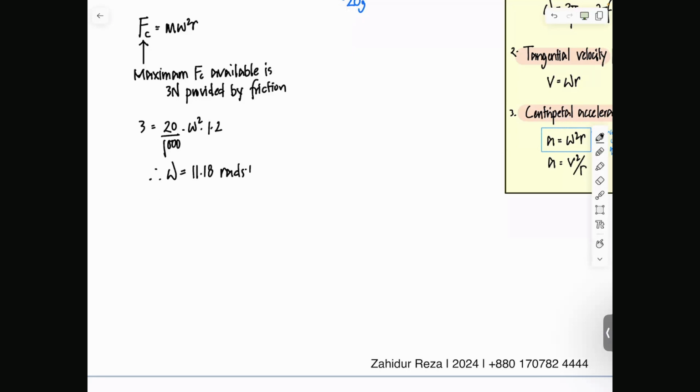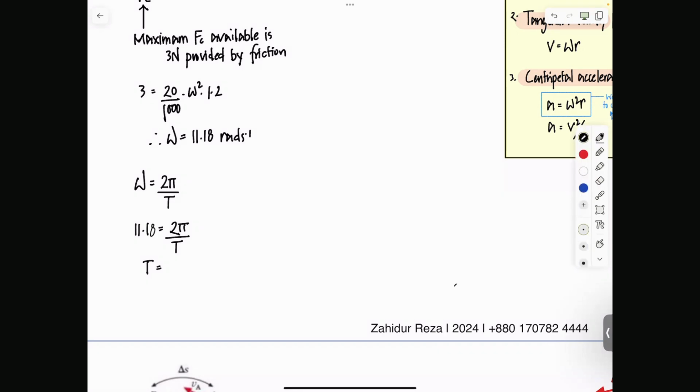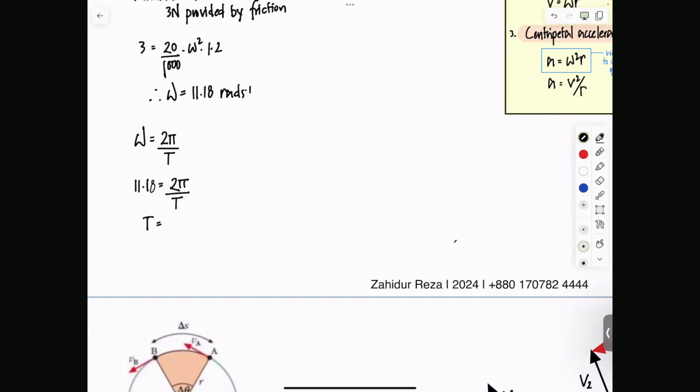But the question is not this. The question is how many rotations per minute. How do you do that? Omega, can you break it down? Can you tell me what's the formula for omega? 2 pi f or 2 pi by T. I mean 2 pi by T. So the time of rotation is going to be how much? How much is the time for rotation here? 0.562.